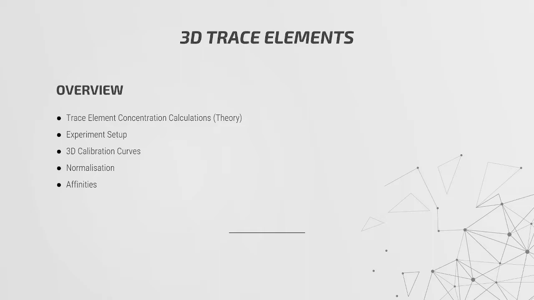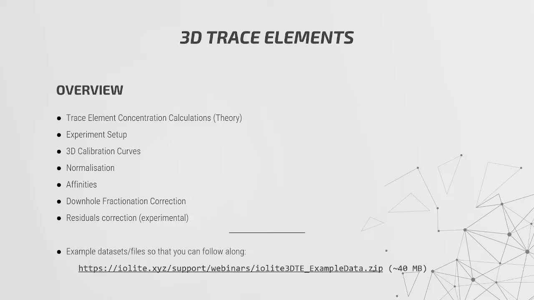We'll also be introducing this idea of affinities and using those to perform downhole fractionation correction for elements that need it. And finally, we'll be introducing this experimental feature, this sort of new feature that we've added, that is this residuals correction. There is an example data files that you can download to go with this. After the first part, the theory part, which is not interactive, then we'll actually work through some example data sets, and you can follow along with those if you download this data set, and there's the link for the data set.